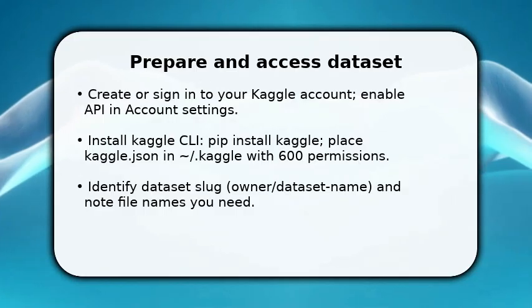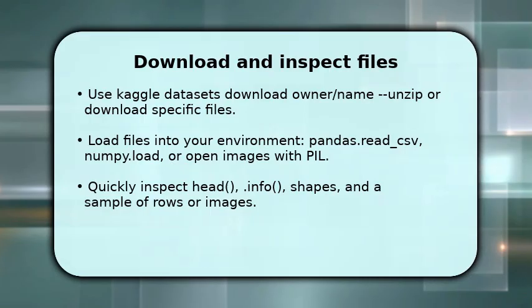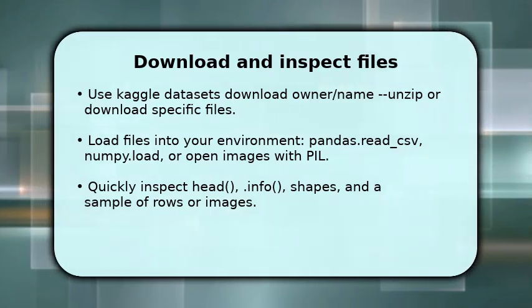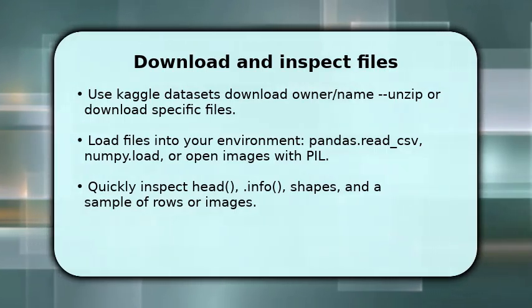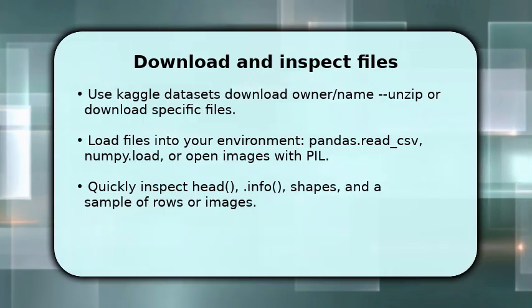You now fetch and verify the data. Run the Kaggle Dataset's download command with unzip or target-specific file paths so you only get what you need. This speeds transfers. After extraction, load relevant files into your workspace using pandas, NumPy, or image libraries. Doing this reveals structure and types.